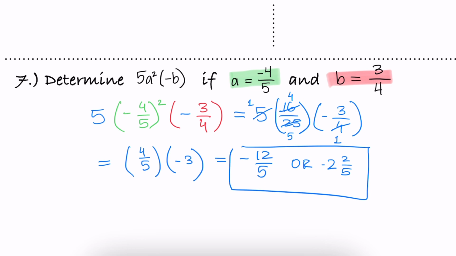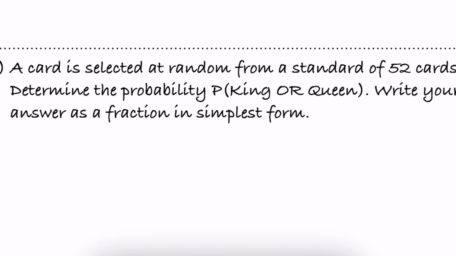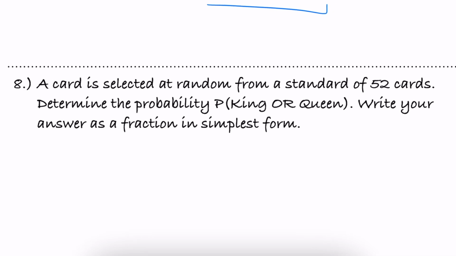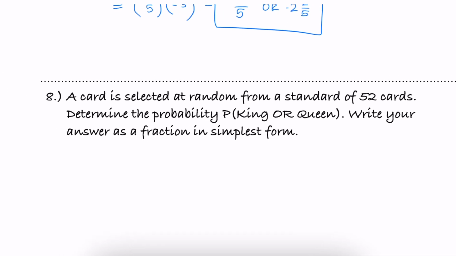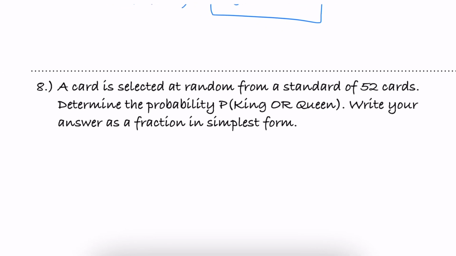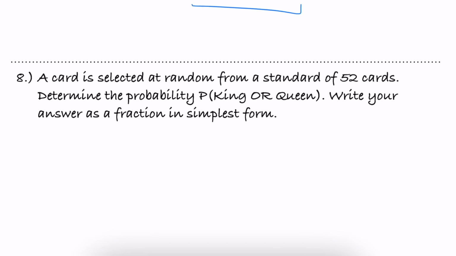Okay, now let's move on to question 8. This has to do with probability. A card is selected at random from a standard deck of 52 cards. Determine the probability P, king or queen. That is an important word. Write your answer as a fraction in simplest form.